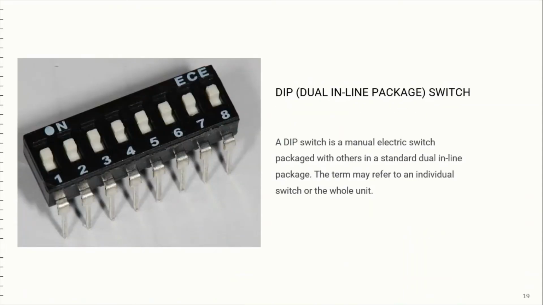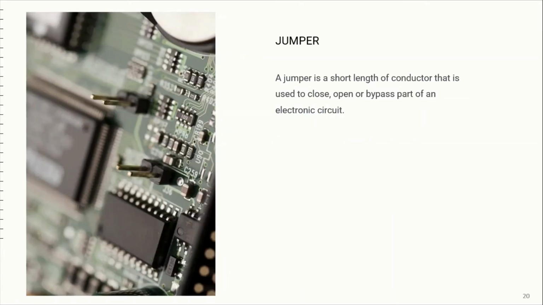DIP, dual inline package switch. A DIP switch is a manual electronic switch packaged with others in a standard dual inline package. The term may refer to an individual switch or the whole unit. A jumper. A jumper is a short length conductor that is used to close, open, or bypass part of an electronic circuit.